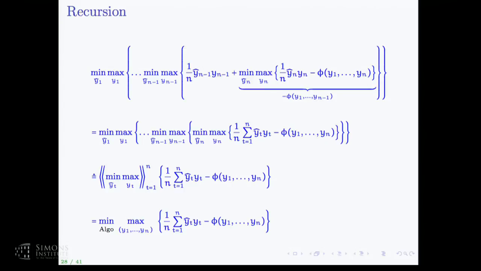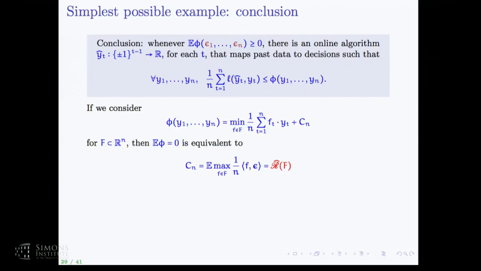Okay, and that's exactly the min over algorithms, max over sequences, which hides a lot. So when you write it as min max, there's no way to optimize it. But when you unroll it in this notation, it is solvable. So the conclusion, remember I said that if we can show that this min max is less than zero, then there exists a strategy. Now, we showed that the whole thing is going to be upper bounded by minus expected phi. So as long as that minus expected phi is upper bounded by zero, we're done.